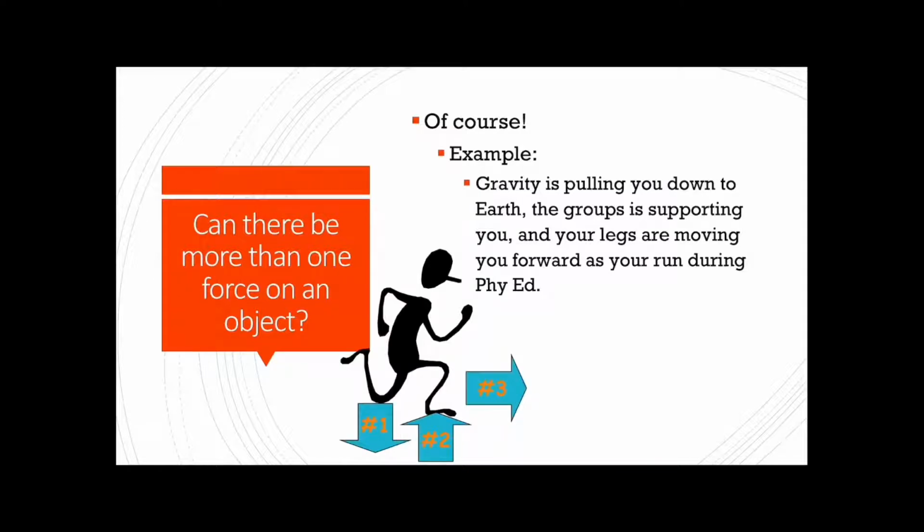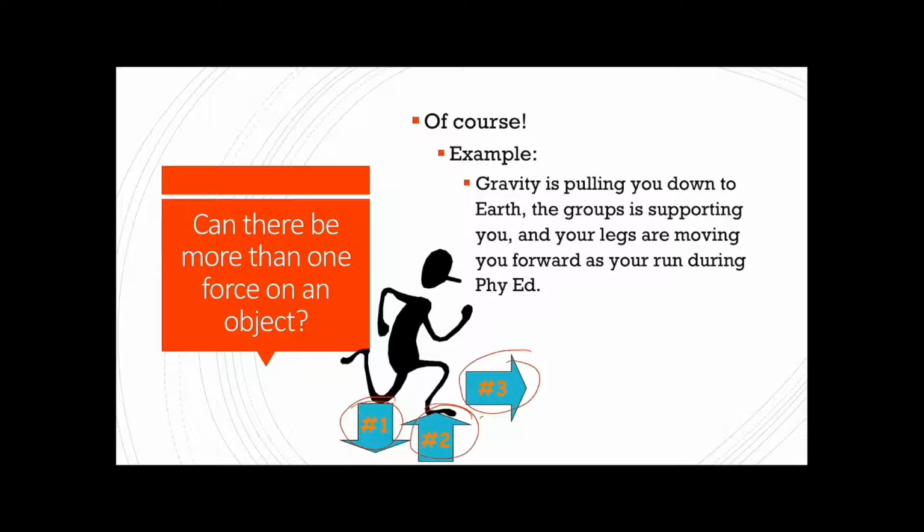So, can there be more than one force on an object? Well, of course there can. An example would be that gravity is pulling you down to earth, and the ground is supporting you, and your legs are moving you forward as you're running during Phys Ed. So you've got force 1, which is pulling you down to earth. You've got force 2, because the earth is pushing back up on you. And then you've got force 3, which is moving you forward. So in this example, there are 3 different forces being applied to you in just one situation.